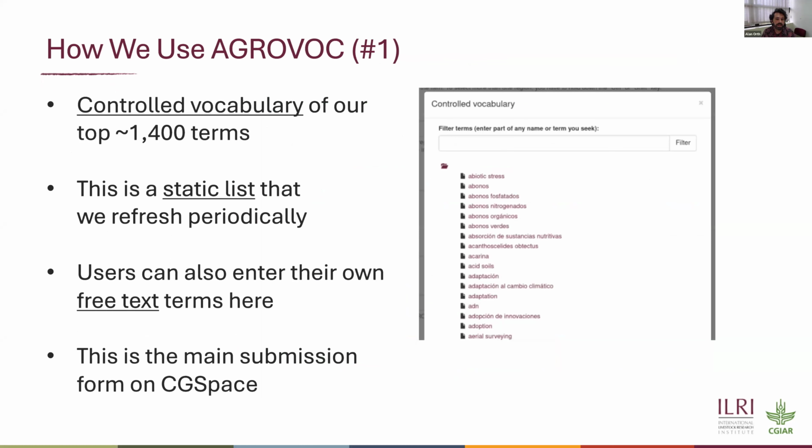So here you can see this is the first way we use Agrovoc. Like I said, it's one of the controlled vocabularies we use. During item submission, we have a static list of the top 1,400 Agrovoc terms that we have in the repository. And we update this a few times a year. We'll get to the reasons for why we do this later. Basically, we try to help people pick Agrovoc terms, but they can also enter free text terms if they don't find the term that they want in there. And this is on the submission form on CGSpace.